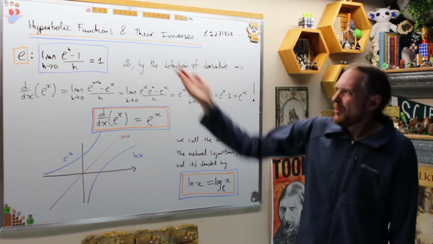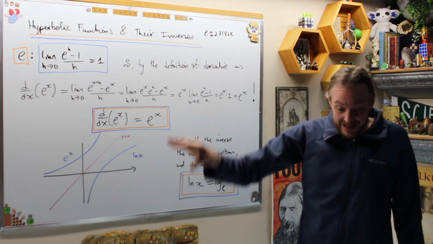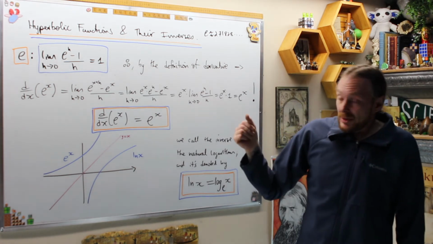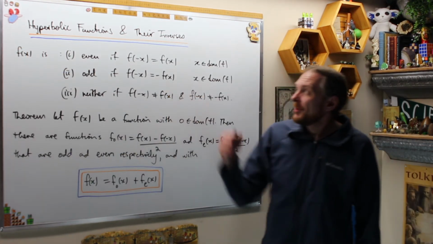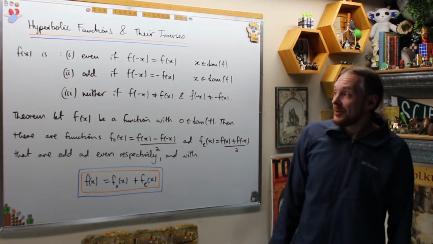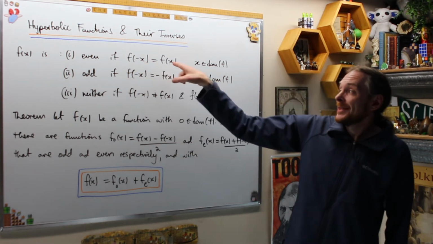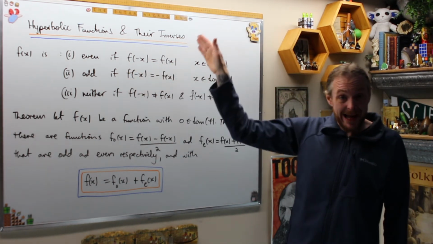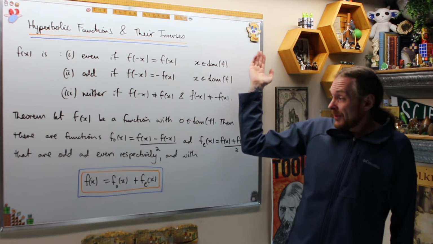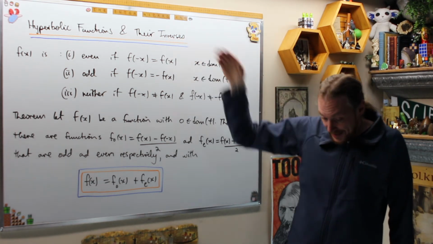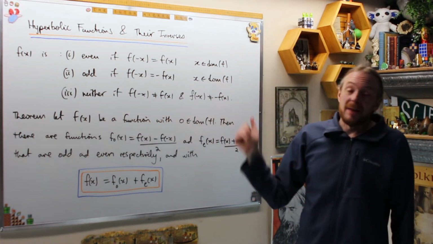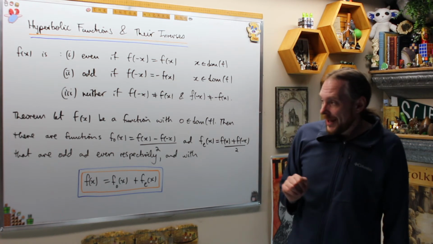How does this relate to hyperbolic functions? Hyperbolic functions, the sine hyperbolic and cos hyperbolic, are essentially the even and odd part of the exponential function. Let's check that out. For the hyperbolic functions and their inverses, we're going to have to define even and odd functions quickly. A function is even if f of negative x equals f of x, therefore it's symmetric with respect to the y-axis. A function is odd if f of negative x equals negative f of x, and that's as we've reflected about the x-axis, the y-axis, and then the x-axis, or we're symmetric with respect to the origin. And if you have neither, that means you're not symmetric with respect to the origin or the y-axis.